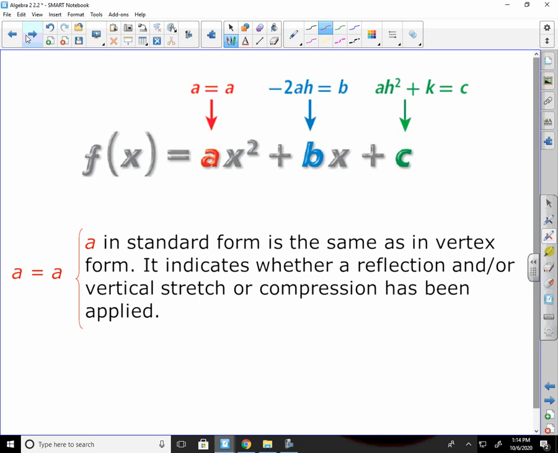Okay, in our standard form, a is the same as in vertex form. It indicates whether a reflection and/or a vertical stretch or compression has been applied. Remember, if it's a reflection, then it's going to be negative. If it's a vertical stretch, it's going to be a number greater than 1. And if it's a vertical compression, it's going to be a number between 0 and 1, either a decimal or a fraction.